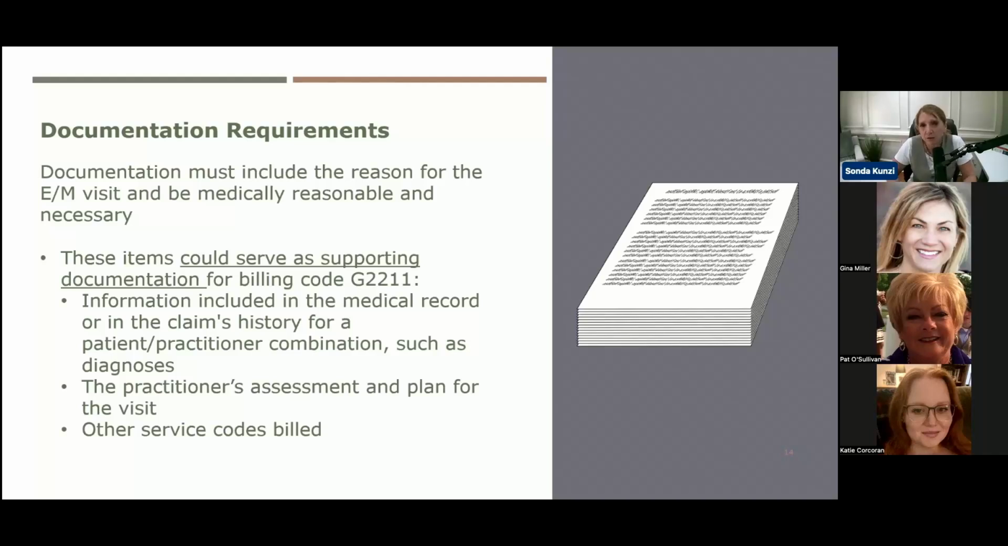We're not being told what the criteria is, but they're saying we could look in the medical record, we can look in claims history. I'm going to tell you, they're going to look at the assessment and plan. This is what we do as auditors, right? The assessment and plan right now, since 2021 and the changes to the documentation of the E&Ms, the assessment and plan is so, so important.